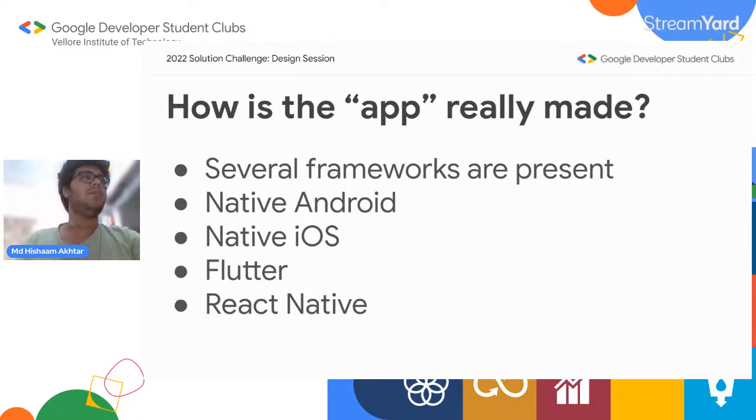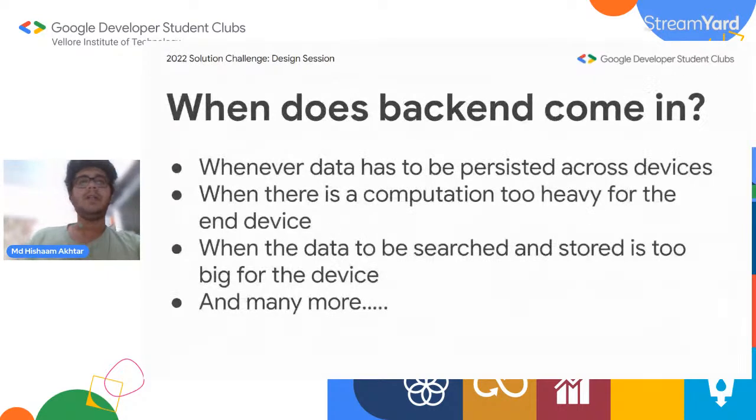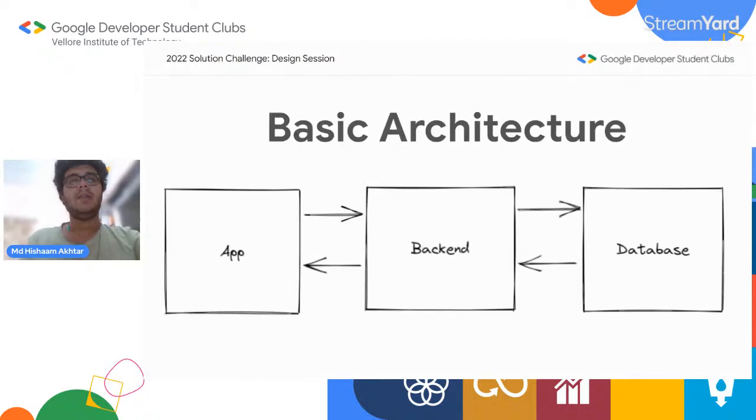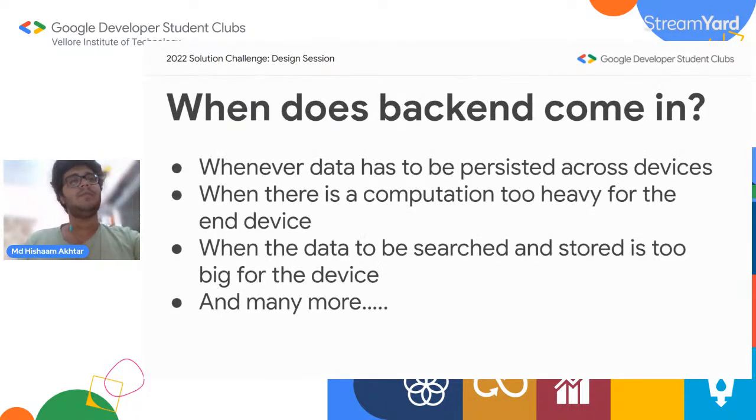You know, WhatsApp, Twitter, Facebook, whatever you use, all of those are apps, right? But where does that backend come in? We talked about the backend component, right, in this architecture diagram. So where does that come in? There are several scenarios where a backend is absolutely necessary, and I have listed down three which I could think of, but there can be many more cases when a backend is really, really necessary and you cannot work with just the app, right? So the first thing is when the data has to be persisted across devices.